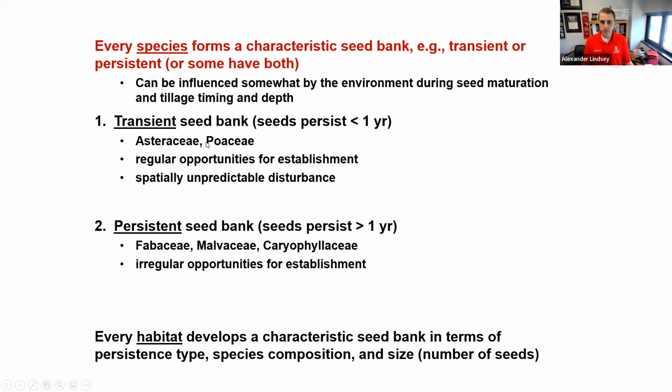So a transient seed bank is one that lasts for a very short period of time, and they tend to have regular opportunities for establishment. But if seeds persist for longer, there tend to be more irregular opportunities for establishment. And so the makeup of the weed seed bank could be an indication of how that field has been managed in the past. Every habitat develops a characteristic seed bank in terms of persistence, species composition, and size.